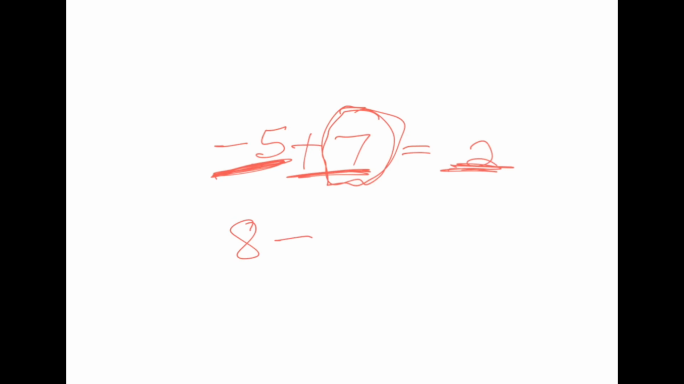Another example, 8 minus -1. Again, we can't have two signs in simplifying, so we need to simplify this portion first. And negative times a negative is a positive. So 8 plus 1, and the answer is 9.